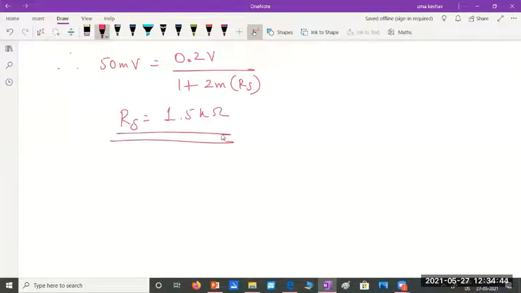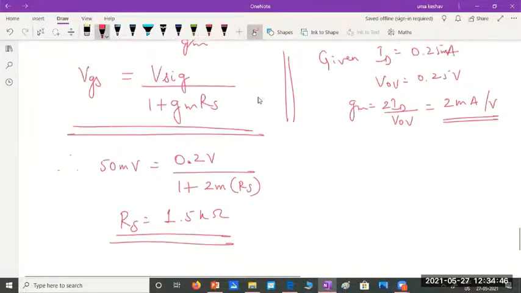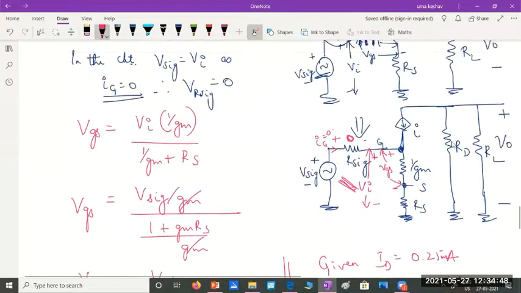1.5 kilo ohms. Okay. 1.5 kilo ohm. Hence, you should include a resistance of 1.5 kilo ohms in the source terminal if you want to keep a reduced gate source voltage of 50 millivolts in spite of increasing the signal generator voltage to 0.2 volts. Okay, so this is the purpose of the problem.